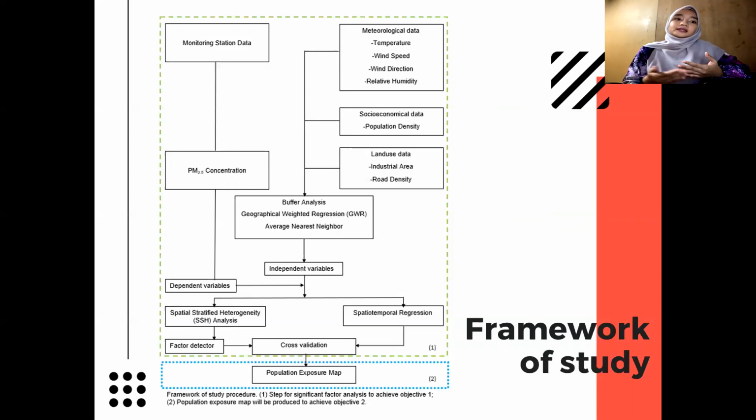From that, we will produce a population at risk map based on the factor that shows the most significant factor. I'm sorry.